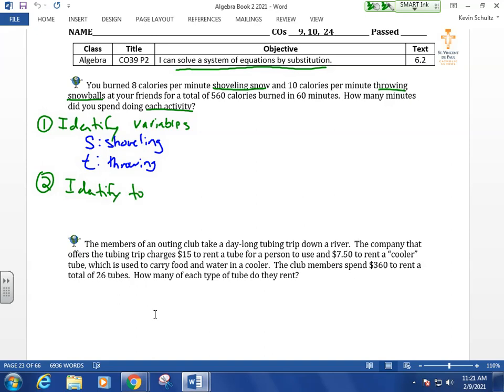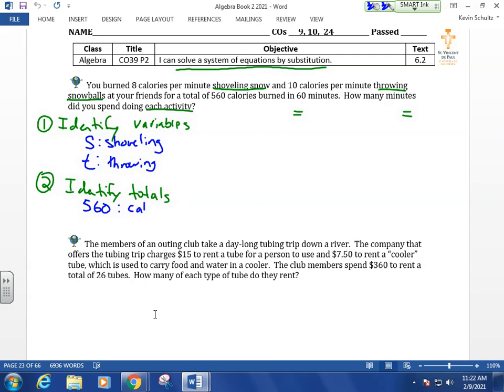Step 2. We need to look at the situation and identify the totals. What will our equations equal? We know that we need 2 of them, so I'm going to put 2 equal signs here. Okay? But what are they going to equal? What are the totals here, Erica? Okay, so one equation is going to equal 560. And what does that 560 represent? What are we talking about with the 560? 560 what? Noah? Nope. Calories.